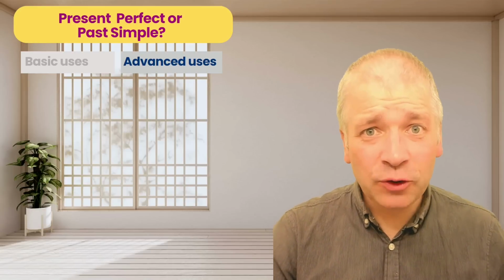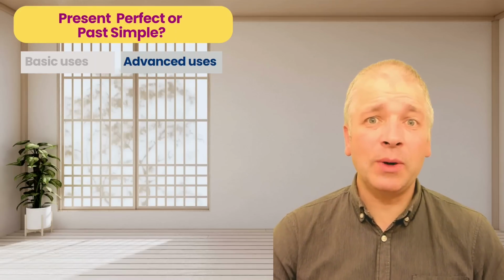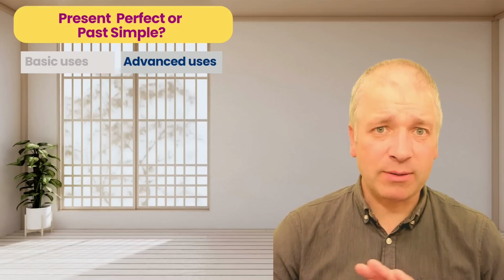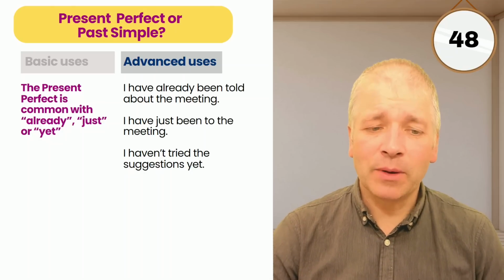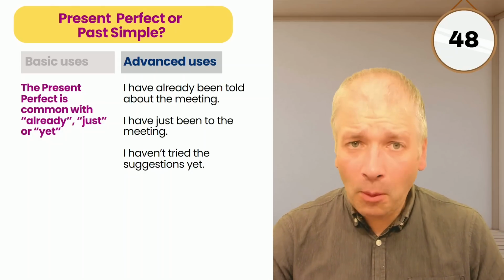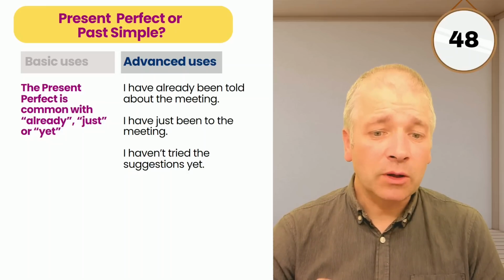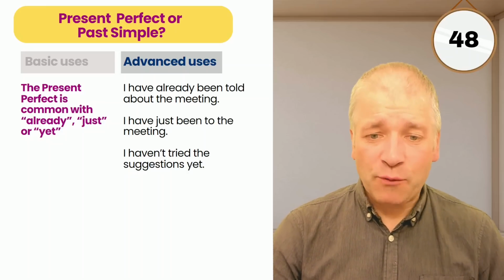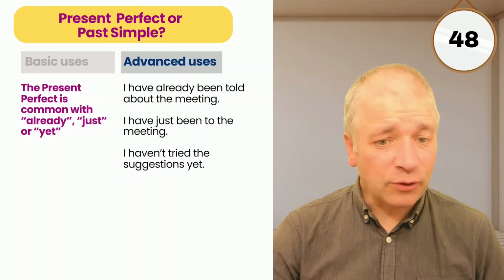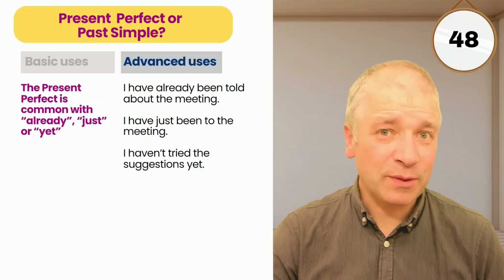Another area where confusion happens is when you're choosing between the past simple and the present perfect. Let's look at that now. The present perfect is common with already, just, or yet. Look at the example sentences here. I have already been told about the meeting. I have just been to the meeting. I haven't tried the suggestions yet.